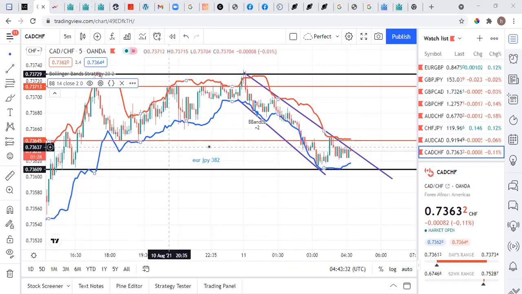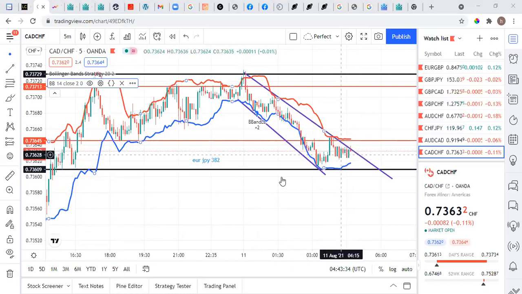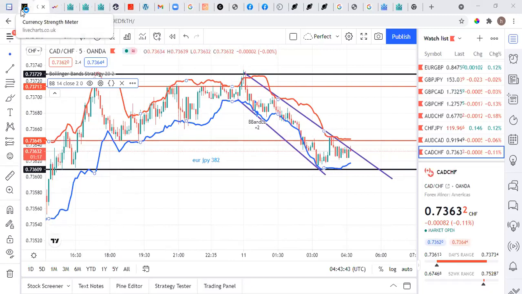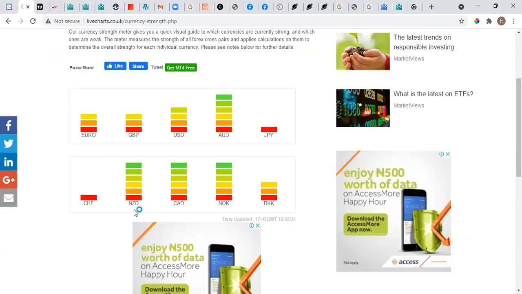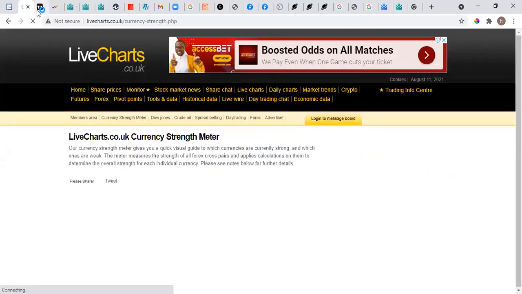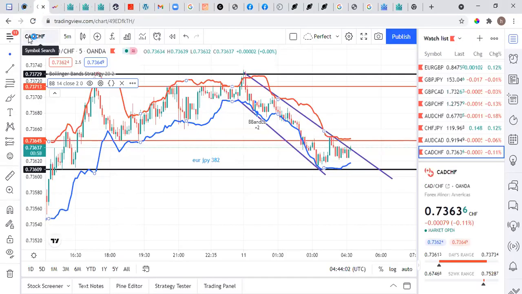For those that are looking for trade signals, I'm not yet calling out trades, but 645 is a good area to sell, as long as CAD CHF, the quote currency, which is CAD, should be weaker than the base currency, which is CHF. The first currency is the base. The second currency is the quote currency.